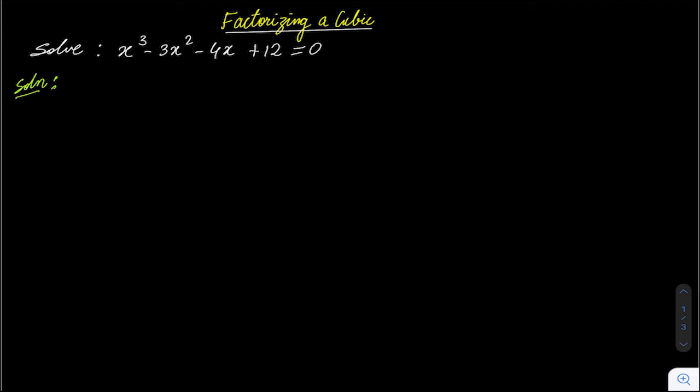Now, step one. There are mainly two steps, you can say three also. The first step is finding the first root by the trial and error method, or some call it the hit and trial method. So what is this method? Basically, you have to find one root or one factor using this.